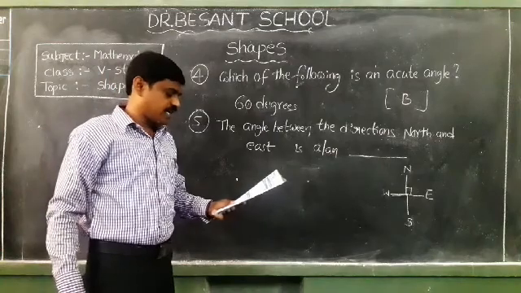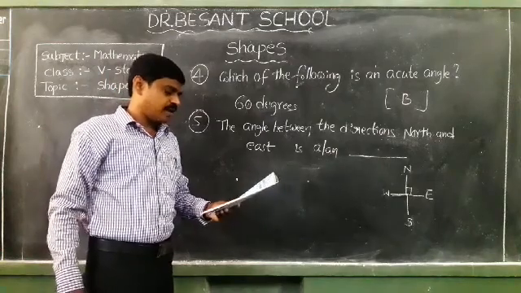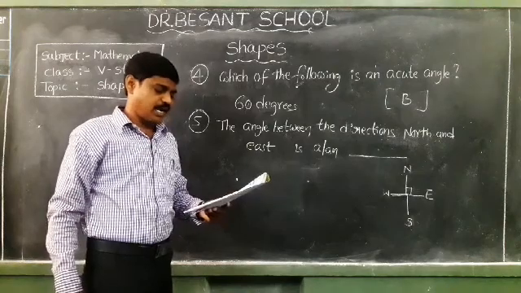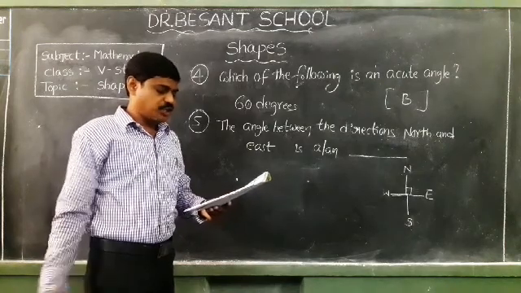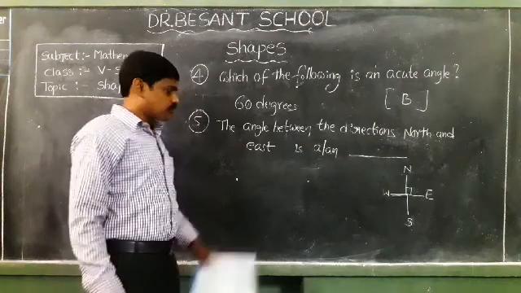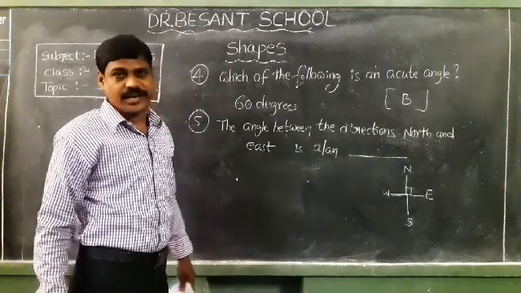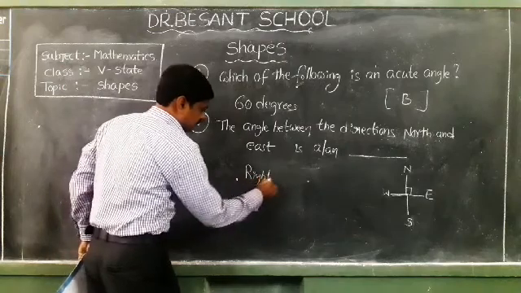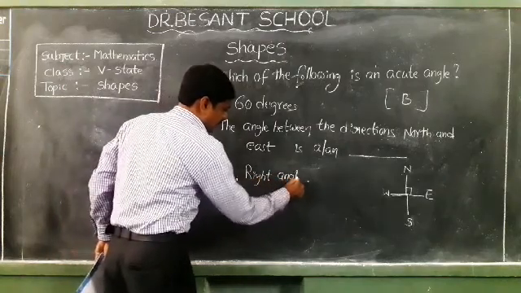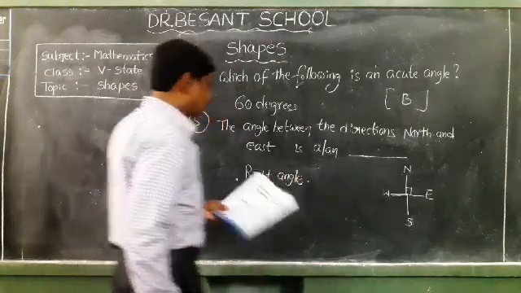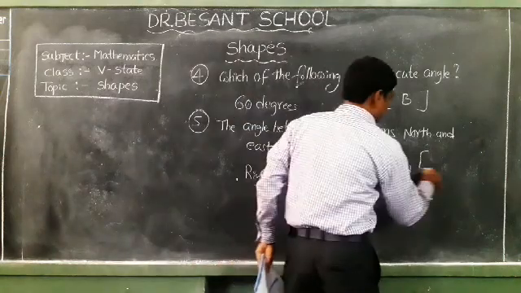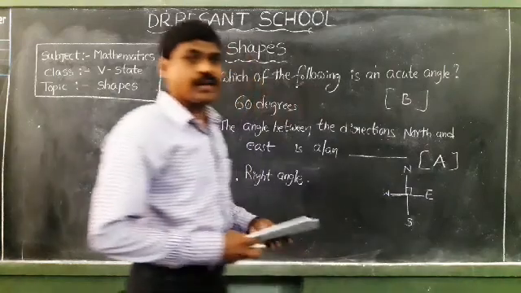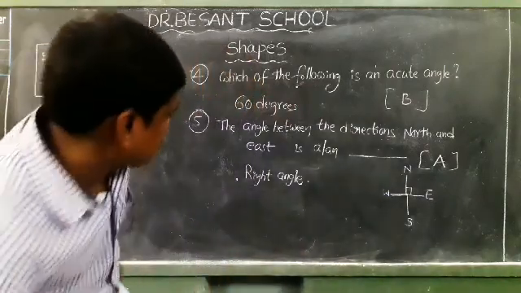So which option is correct? Option A is right angle, option B obtuse angle, option C acute angle, option D zero angle. So which option is correct? Right angle is the correct answer. So option A is correct. Okay. Next.